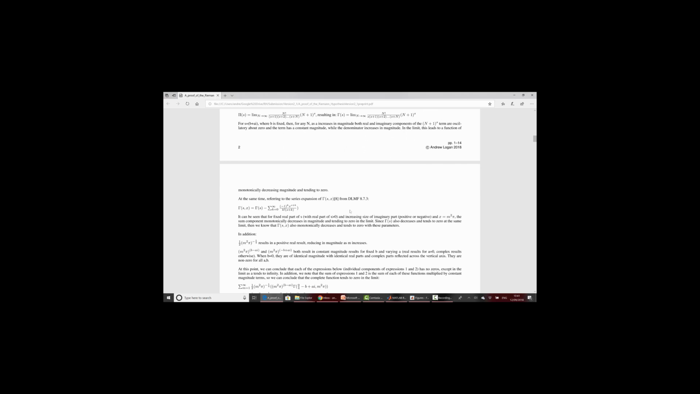If we consider s equals b plus ai with fixed b, then for any value of n, as a increases in magnitude, both real and imaginary components of the n plus 1 to the s term are oscillatory about 0, and the term has a constant magnitude, while the denominator increases in magnitude. So, in the limit, this leads to a function of decreasing magnitude and tending to 0.